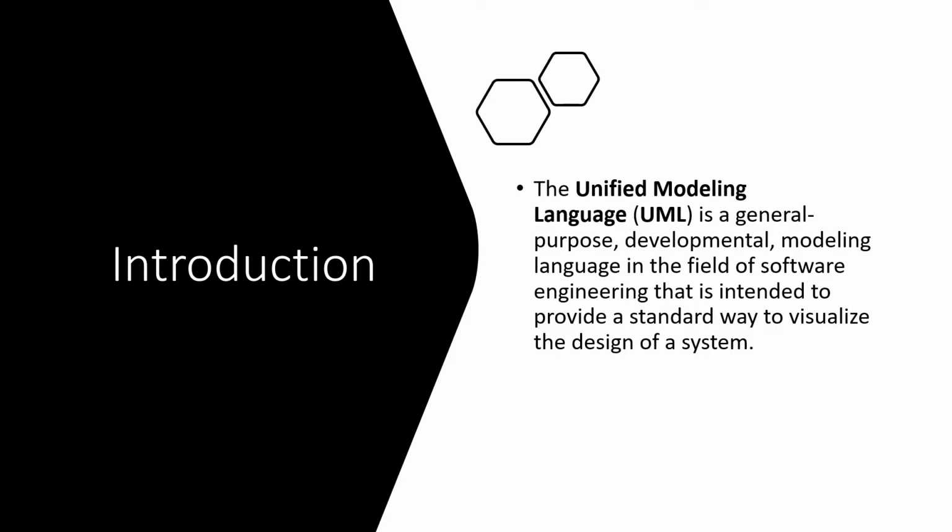First of all, let's start with the introduction. The Unified Model Language is a general purpose developmental modeling language in the field of software engineering. It is intended to provide a standard way to visualize the system. If you use the standard way, then it will be understandable for everyone who will see or who wants to analyze the system through the documentation. So it is very necessary for the documentation to be understandable and readable for everyone.